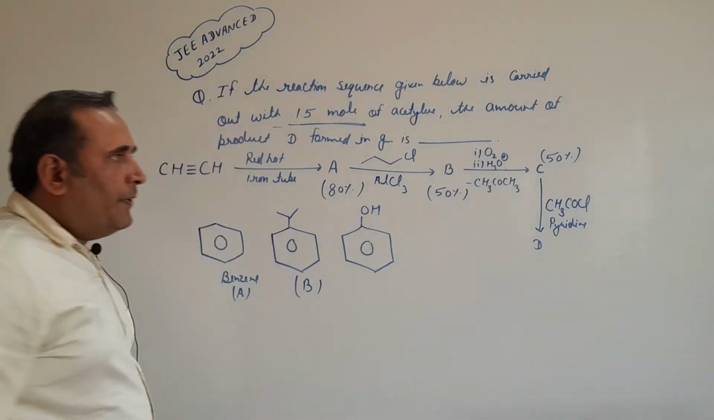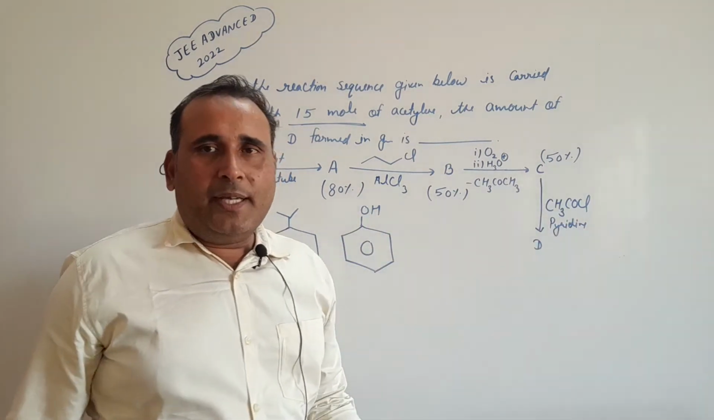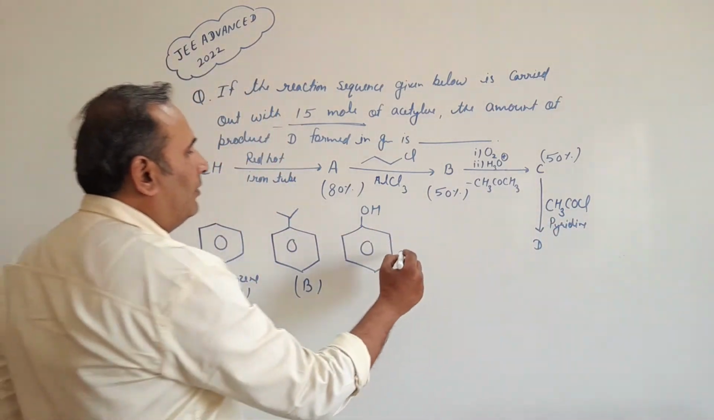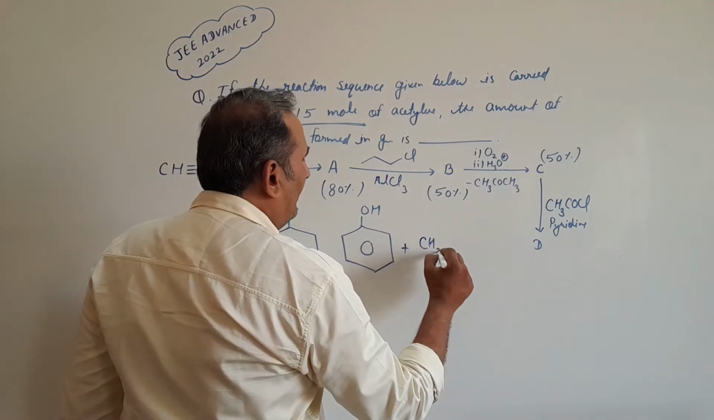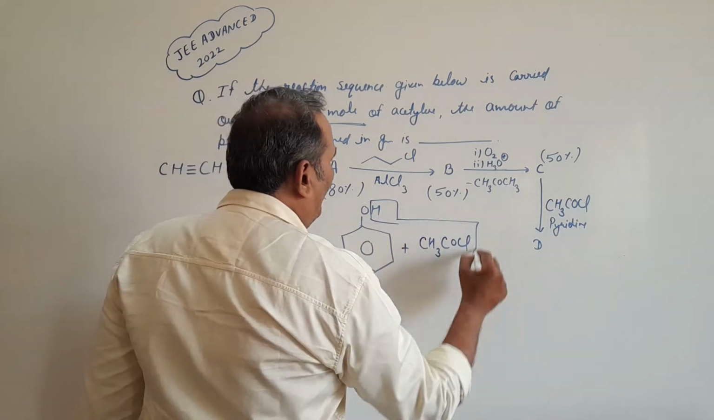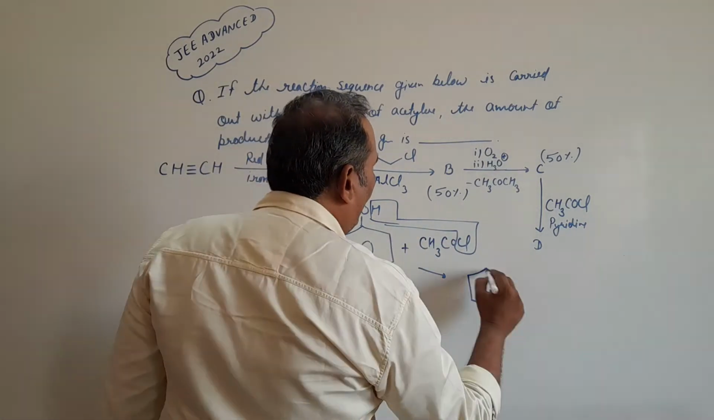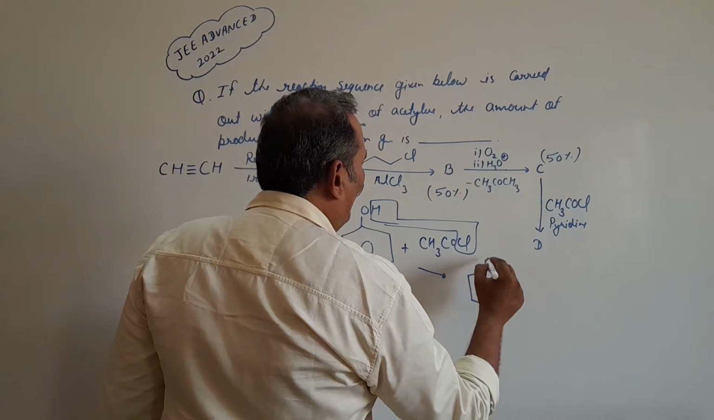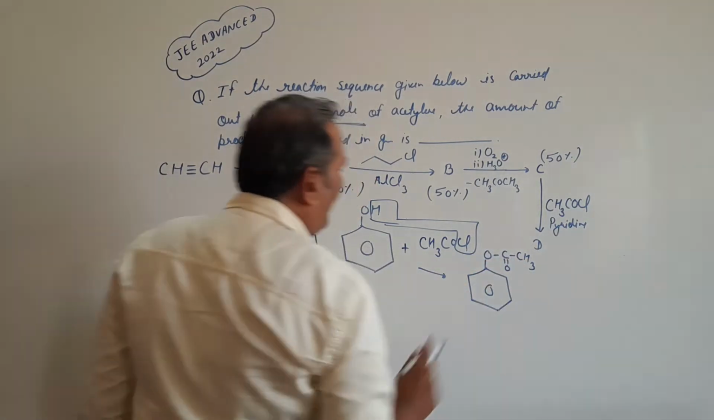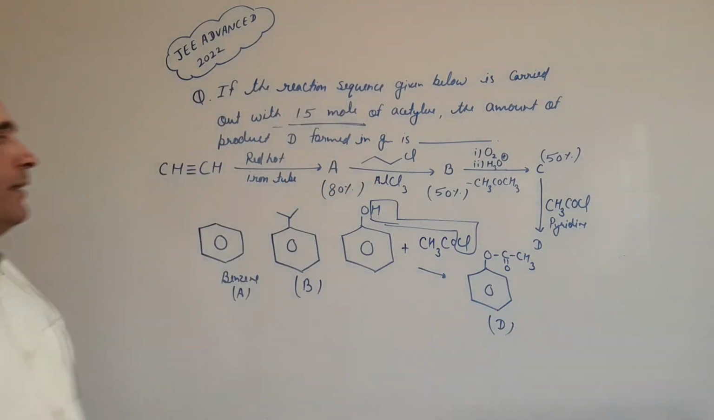Okay, now let's see what happens when we do acetylation of phenol using CH3COCl. There is removal of HCl, and we will get the acetylated product of phenol. So that is our product D.